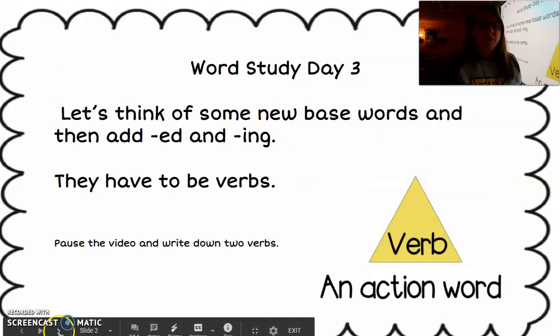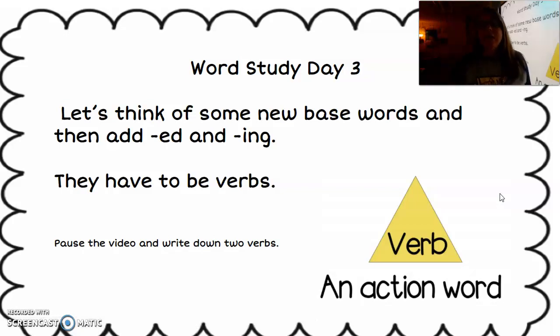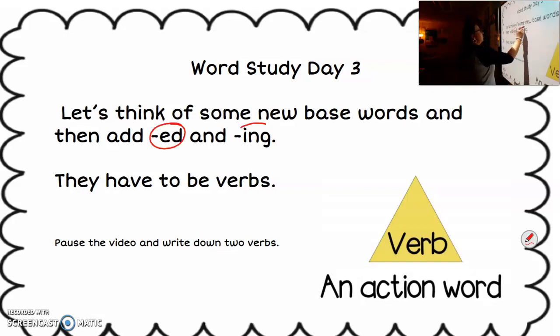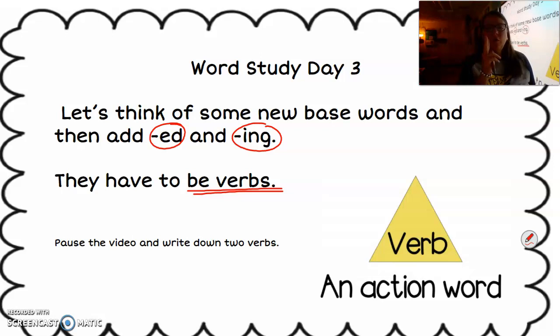So let's practice that. Let's think of some new base words, and then after you think of those base words, add the suffix ed and ing. But you always have to remember when you want to add these suffixes, you need to be working with verbs. And a verb, just a refresher, a verb is an action word. So I would suggest to pause this video and write down 2 verbs, 2 action words.